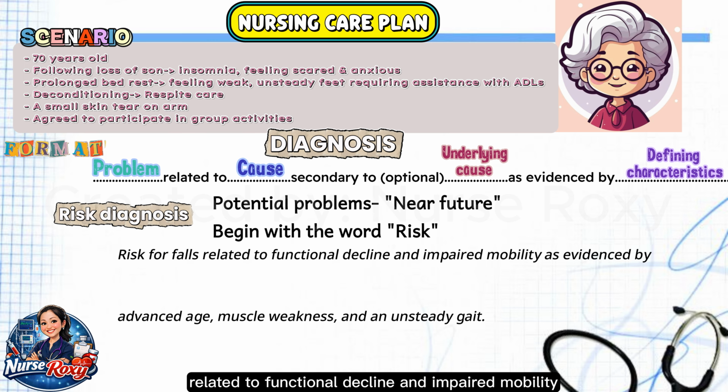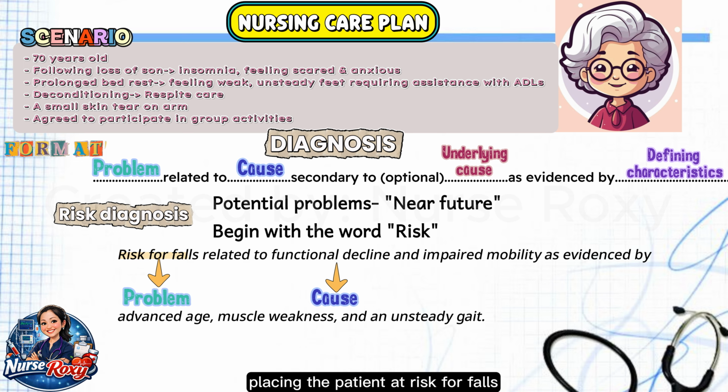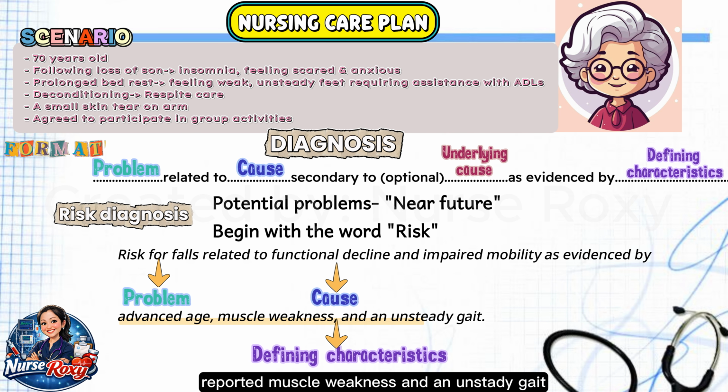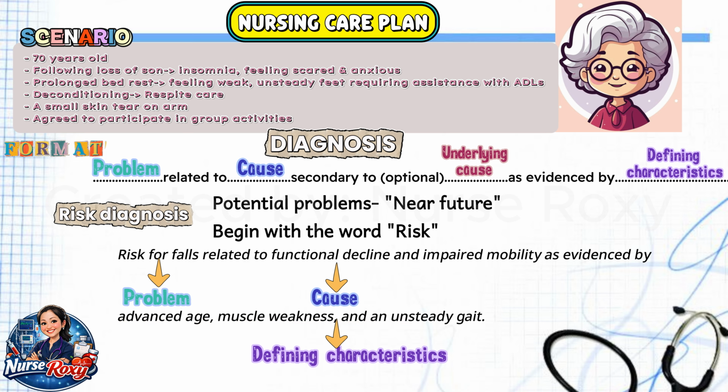Risk for falls related to functional decline and impaired mobility, as evidenced by advanced age, muscle weakness, and an unsteady gait. We can see that functional decline is the primary factor placing the patient at risk for falls. This is supported by information in this scenario, including the patient's advanced age, reported muscle weakness, and an unsteady gait.